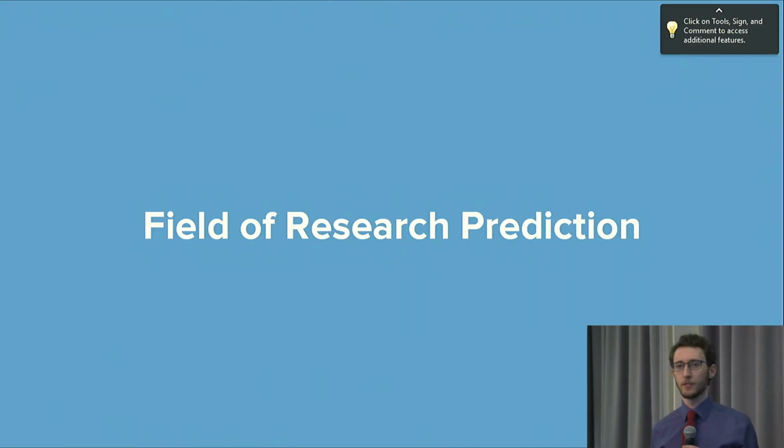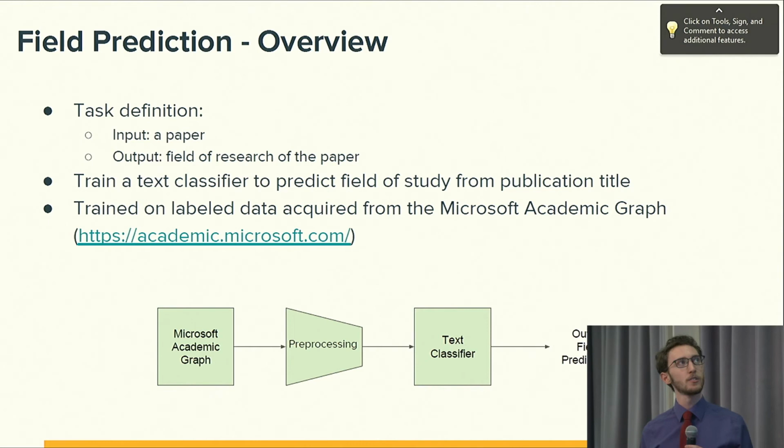So I'll move on to our field of research prediction method. So the input here is a paper, and the output is a field of research of the paper. And this is not against some set that we were provided. This is just, broadly speaking, the field of research of the paper. So our approach was to train a text classification model. As mentioned before, we didn't have any labeled data for this.